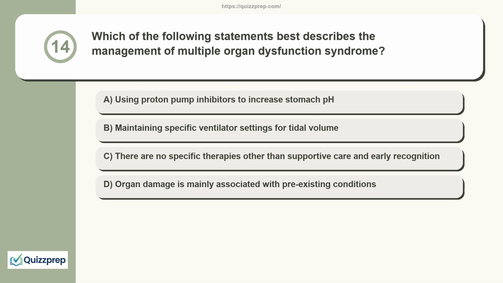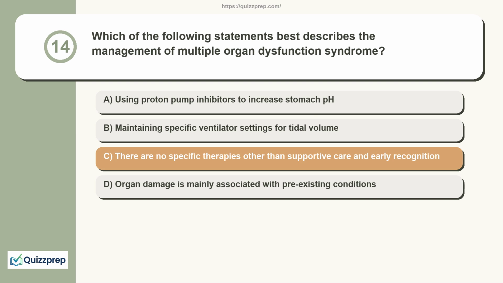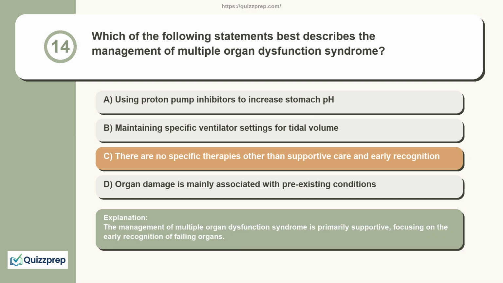Question 14. Which of the following statements best describes the management of multiple organ dysfunction syndrome? Using proton pump inhibitors to increase stomach pH. Maintaining specific ventilator settings for tidal volume. There are no specific therapies other than supportive care and early recognition. Organ damage is mainly associated with pre-existing conditions. The management of multiple organ dysfunction syndrome is primarily supportive, focusing on the early recognition of failing organs.